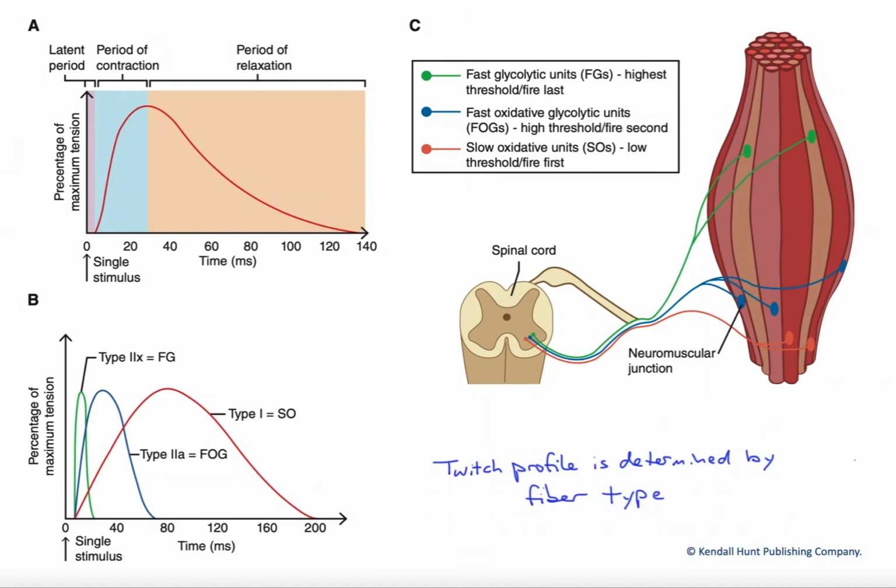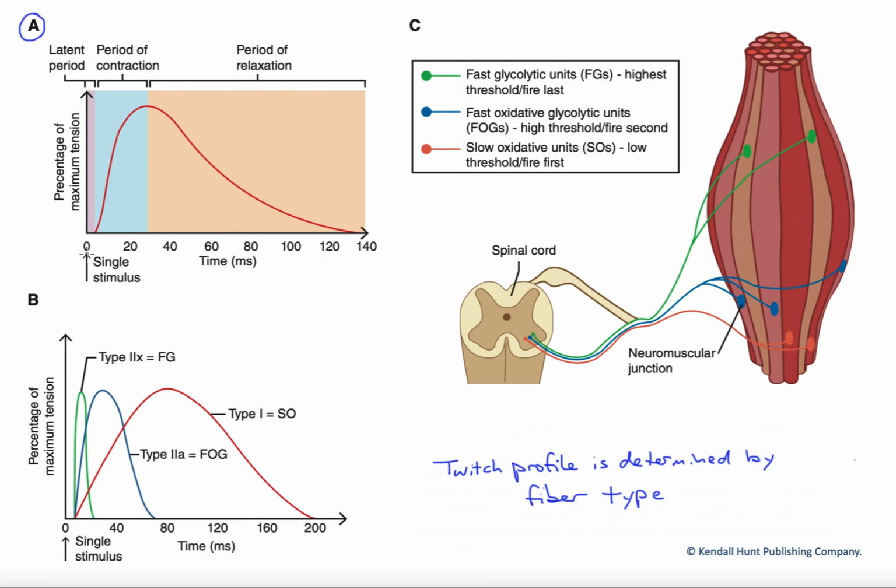In this video, we want to look at how twitches differ depending upon the fiber type of skeletal muscle. But first, we're going to start in A up here, upper left, and we're going to look at an individual twitch and how it goes through multiple phases.